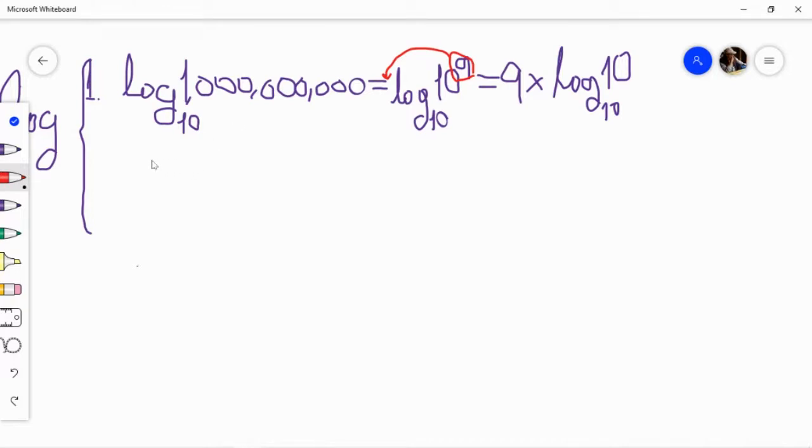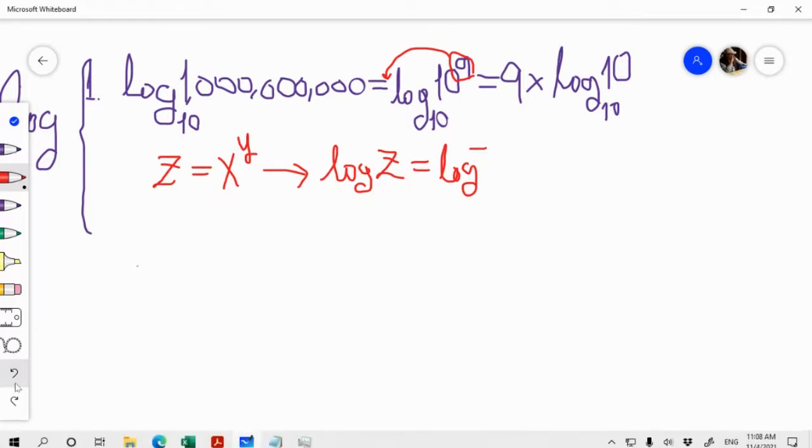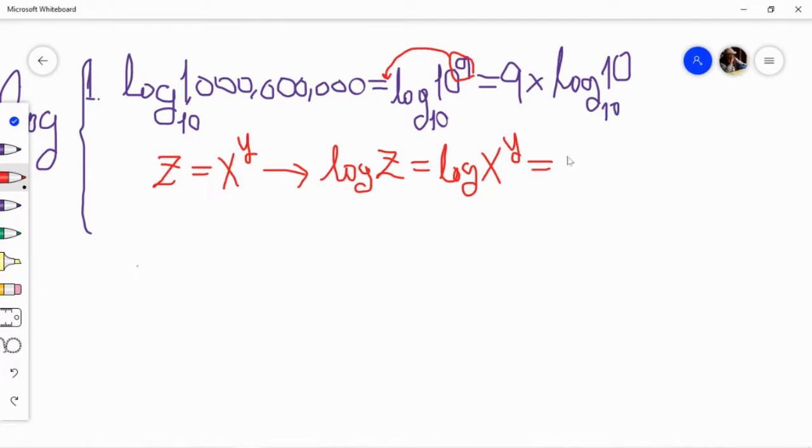In other words, what I'm talking about is if z equals x raised to y, and you take the log on both sides, because it's an equation, whatever you do to one side, you must do the same thing to the other side too. If you do that, it will be log of x to the y, but this will become y times log of x.